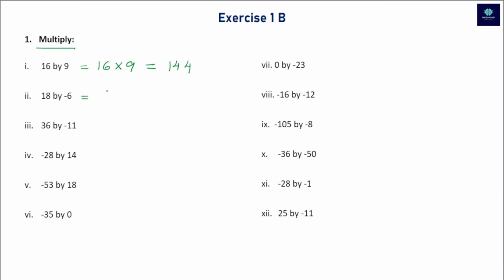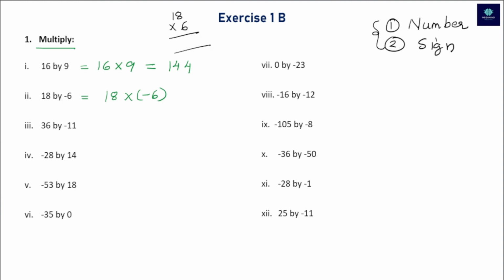Now coming to 18 into minus 6. Always remember that whenever you have to multiply two integers, you need to follow these two steps. Number one, multiply the numbers first, and secondly, put the sign. So let us solve this question based on these two steps. Here I have two numbers, which are 18 and 6. So I will multiply them. On multiplying 18 and 6, I get 108.